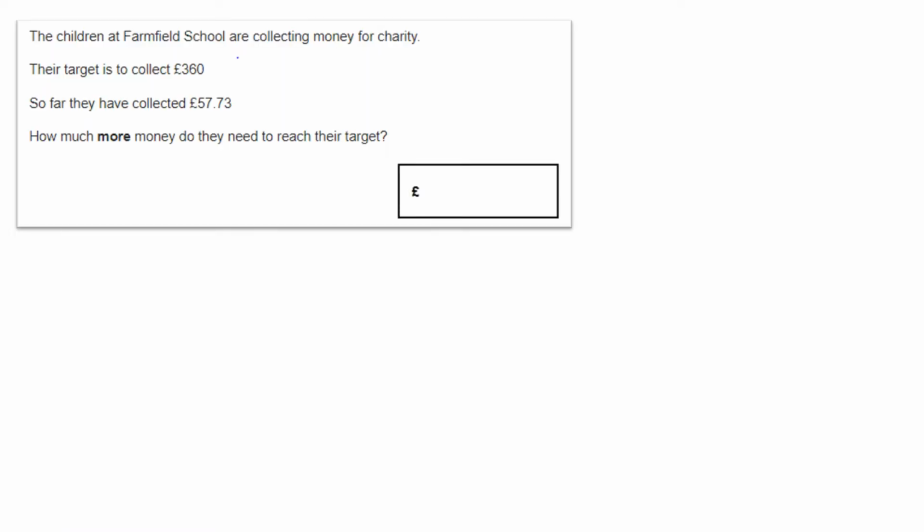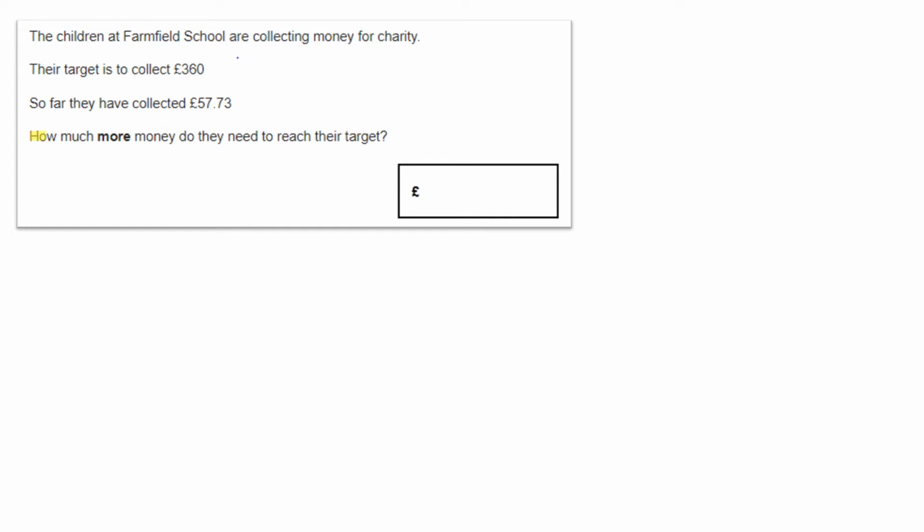So question 1, here we go. The children at Farmfield School are collecting money for charity. Their target is £360. So far they've collected £57.73. How much more money do they need to reach their target?